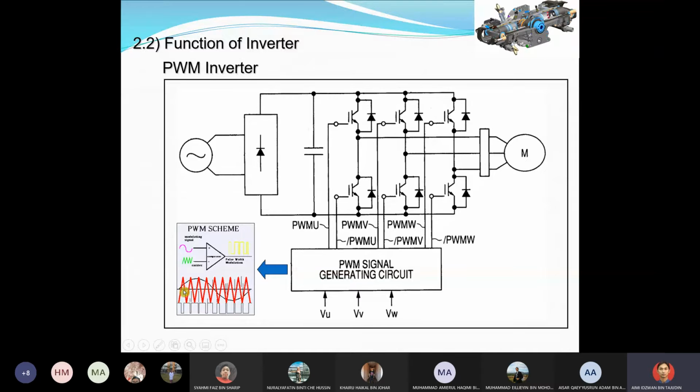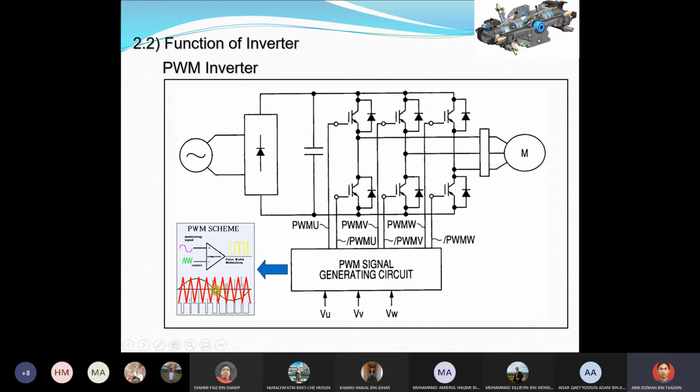So what can you observe? Okay, when we do the comparison between the sawtooth dan juga modulating, dekat sini, apa yang kamu boleh nampak yang mewujudkan this PWM? Dia ke atas. Apa maksud dia ke atas tu? Positif cycle. Positive cycle, okay.